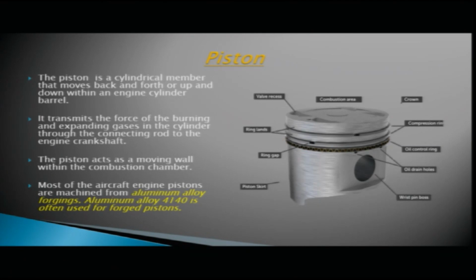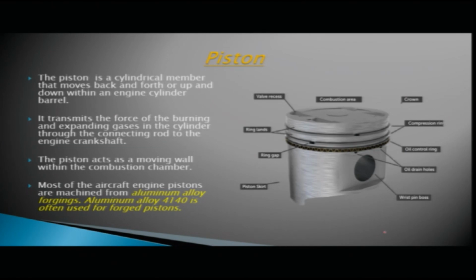The piston is a cylindrical member that moves back and forth or up and down within an engine cylinder barrel. In the diagram you can see a piston here. It transmits the forces of the burning and expanding gases in the cylinder through the connecting rod to the engine crankshaft.